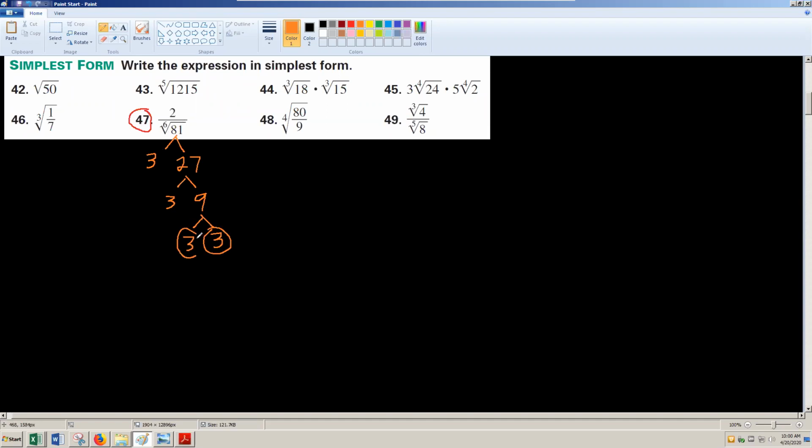We can always do this. So don't stress about needing to memorize 81. You will see 81 pop up a lot, 27 pops up a lot. We'll see these cubes.